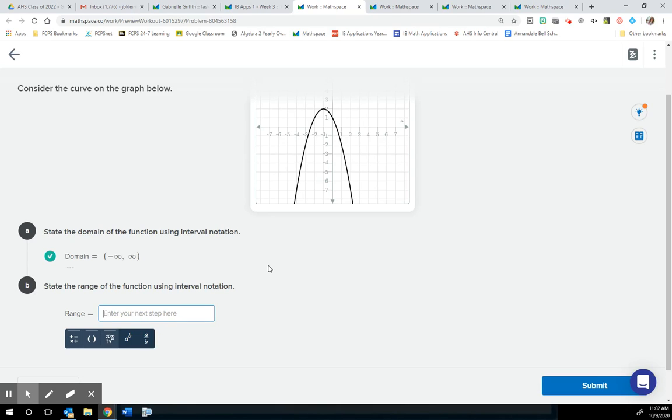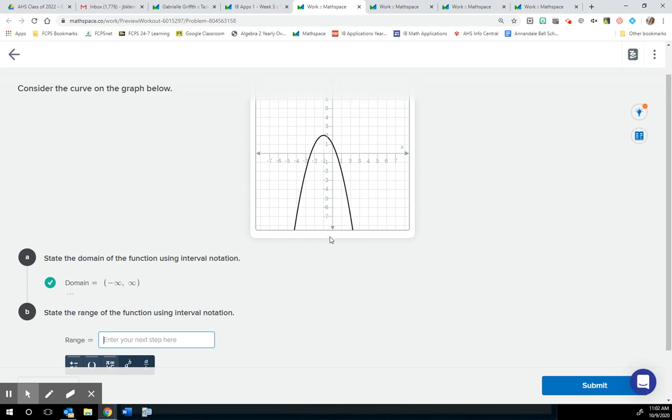Part 2, stating the range. Remember, range is your y values, and we go from the bottom of the graph to the top. We're again asked to do it in interval notation. So because my graph, again, goes all the way down, I'll start at negative infinity. And my highest point, or my largest y value, is a positive 2. And it does look like it touches positive 2, so I'm going to use this square bracket.